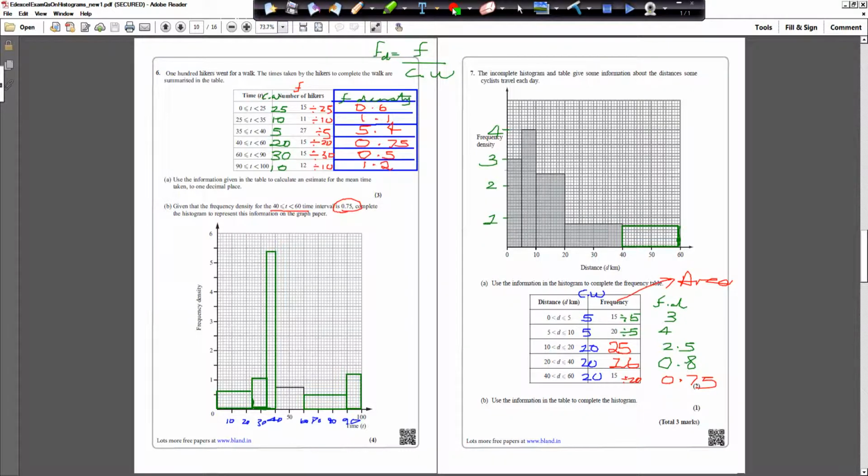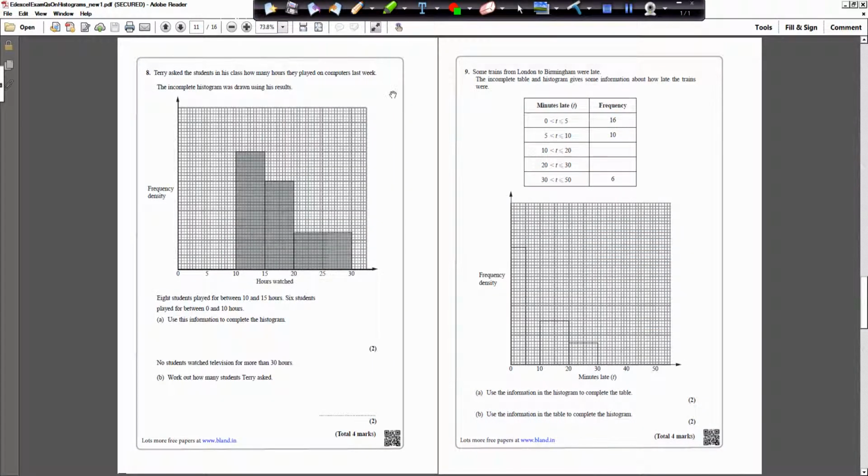Terry asked the students in the class how many hours they played at computers last week. The incomplete histogram was drawn using the results. Frequency density not calibrated. Hours played has been calibrated. 8 students played for 10 to 15 hours. 6 students played for 0 to 10 hours. Okay, so they're giving you some information there. They haven't given you a table at all. So let's try to make sense of that information.